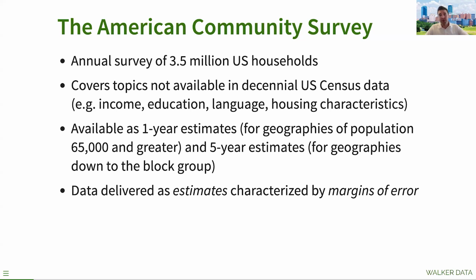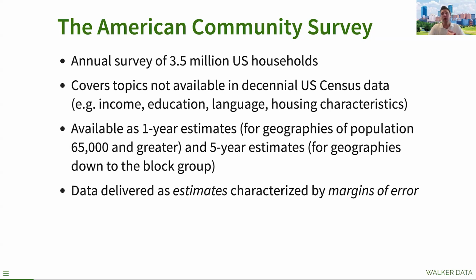The American Community Survey is another one of the Census Bureau's most important data sets. This is where you'll get information not available in the decennial US Census: income, education, language, those sorts of topics. It's an annual survey of about 3.5 million households, and it comes out every year, so we get new data every year.